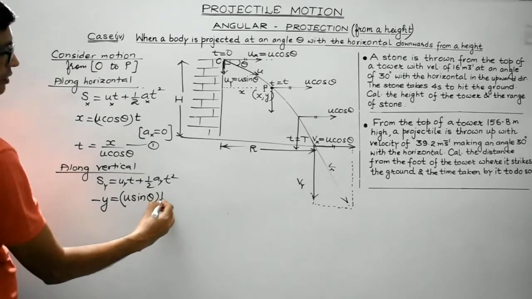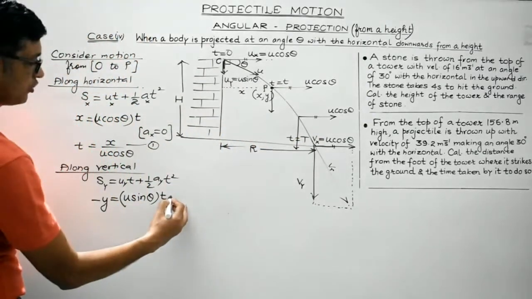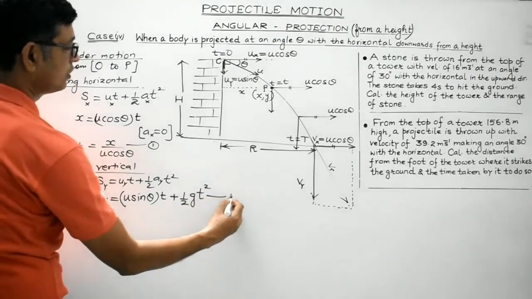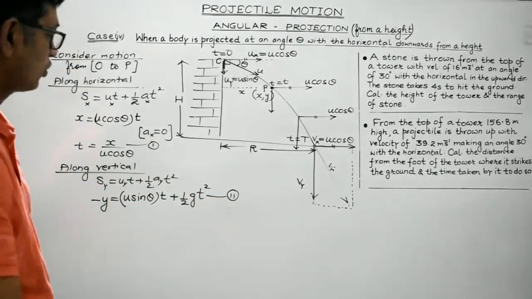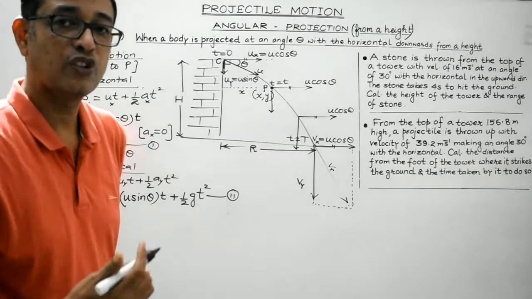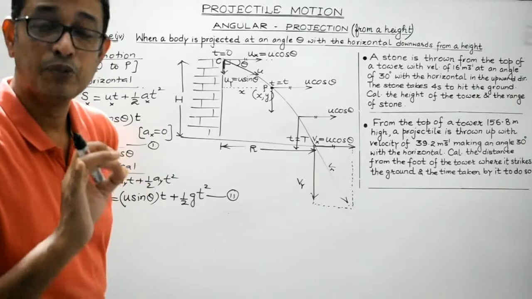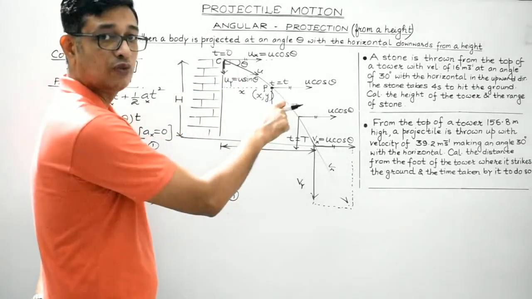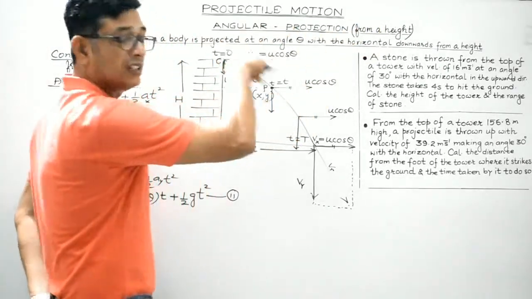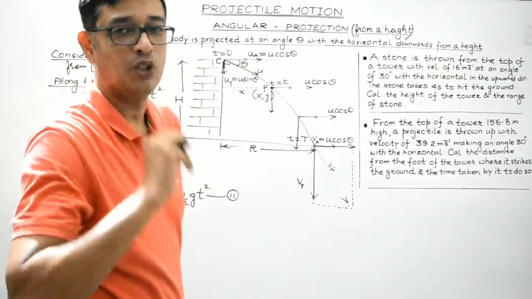The body is coming downwards, so ay will be plus g, so half g t square. Put this as equation number 2. So students, as I have told you, if you substitute this value of t over here, you will get a standard equation of a parabola, isn't it? So we have mathematically proved that whether it is the case of horizontal projection from a height or angular projection from a height in the downward direction, again the nature of trajectory of the projectile is parabolic.